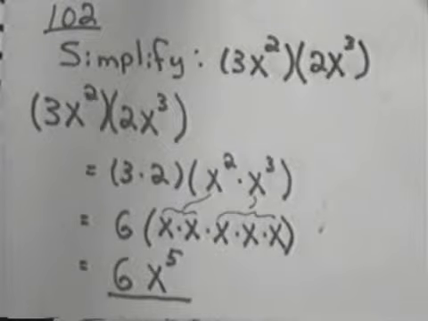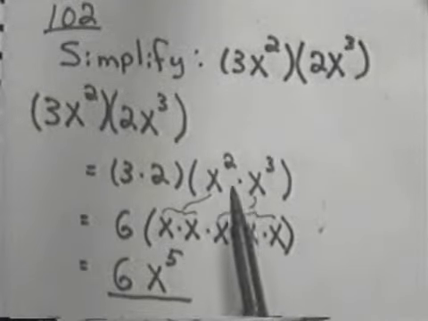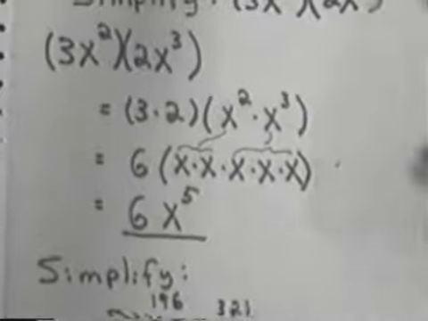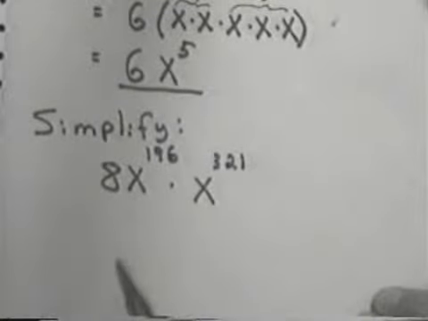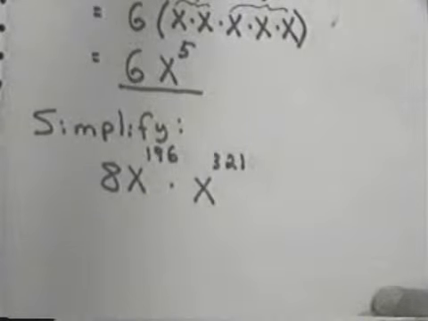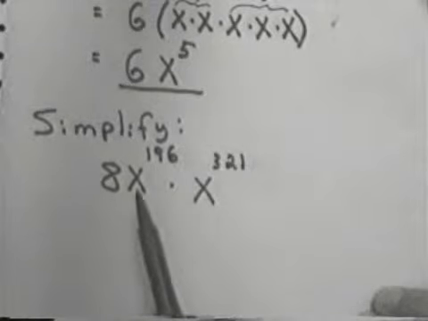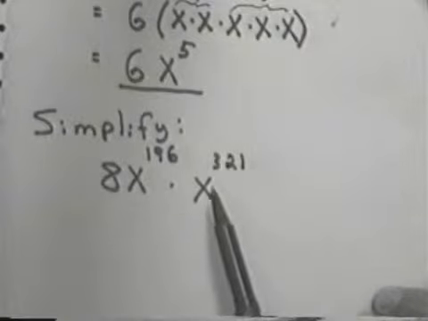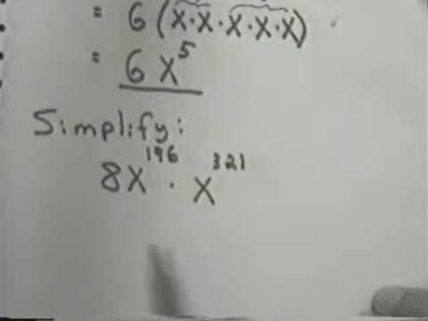Now that strategy works fine, writing out what x squared means and what x cubed means, as long as you have small exponents. But what happens if I say simplify 8x to the 196 times x to the 321? Well, we could do it the same way. I can write down the 8, then I can write x as a factor 196 times. I can write x as a factor 321 times. Then I can count the number of times that x has been used as a factor.